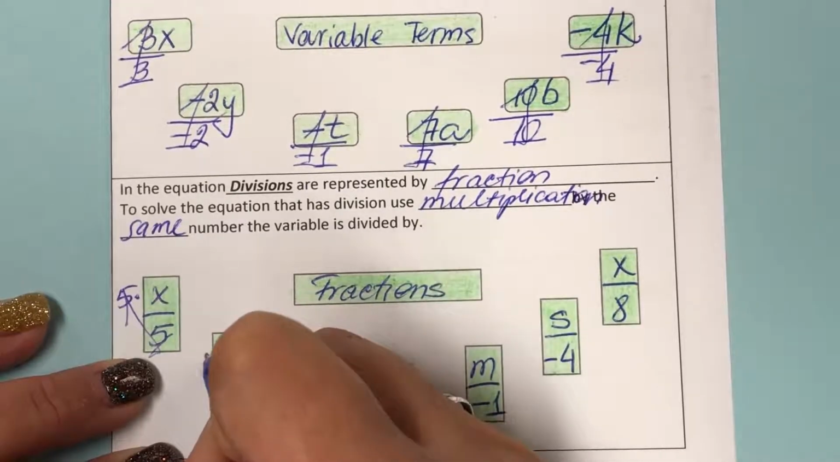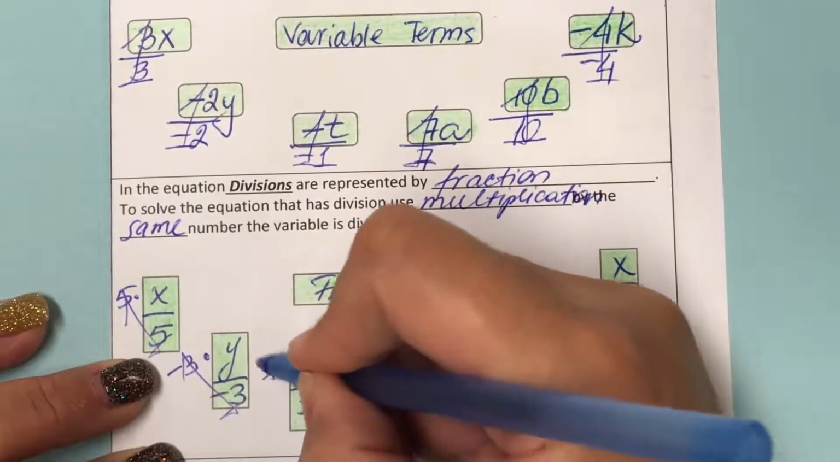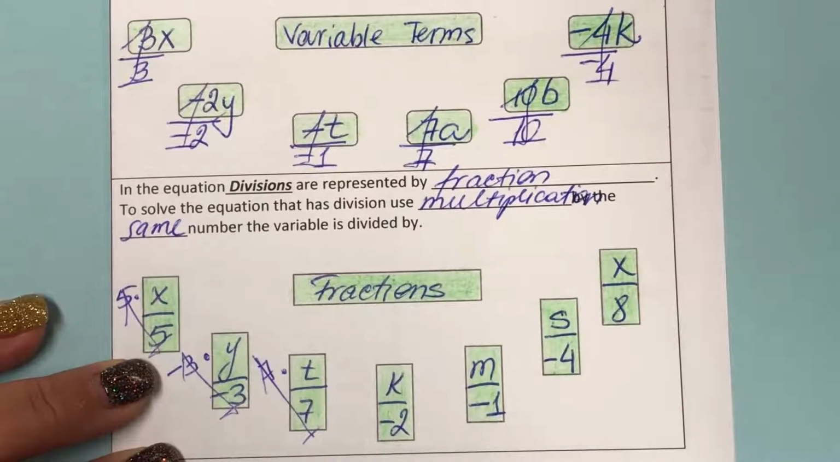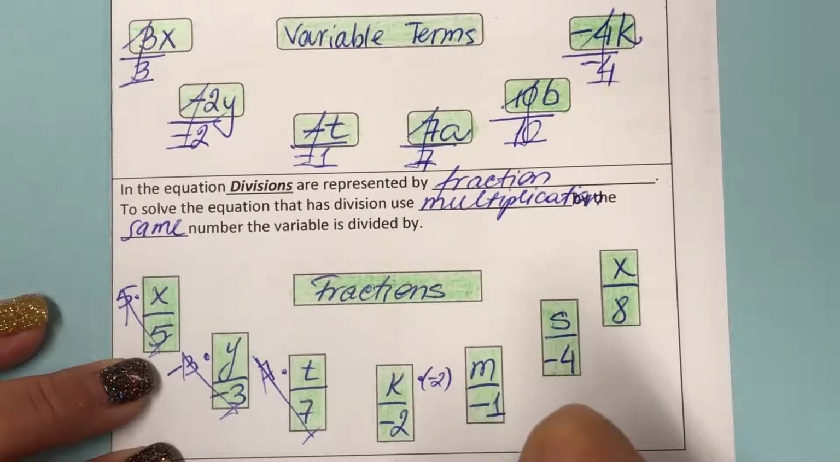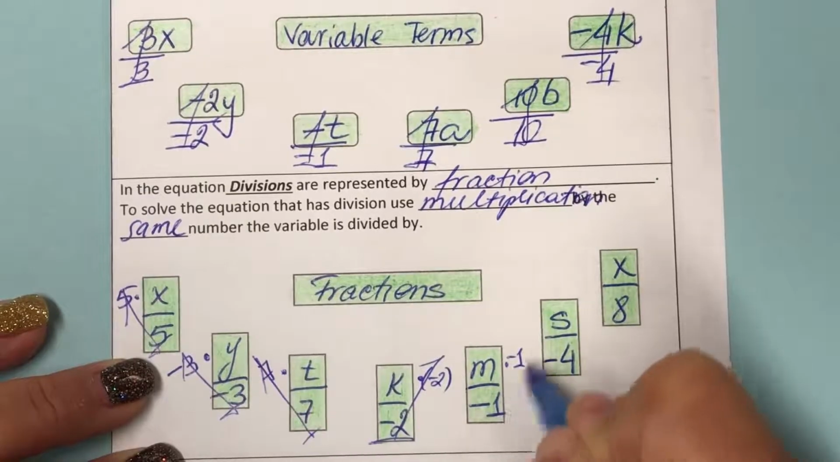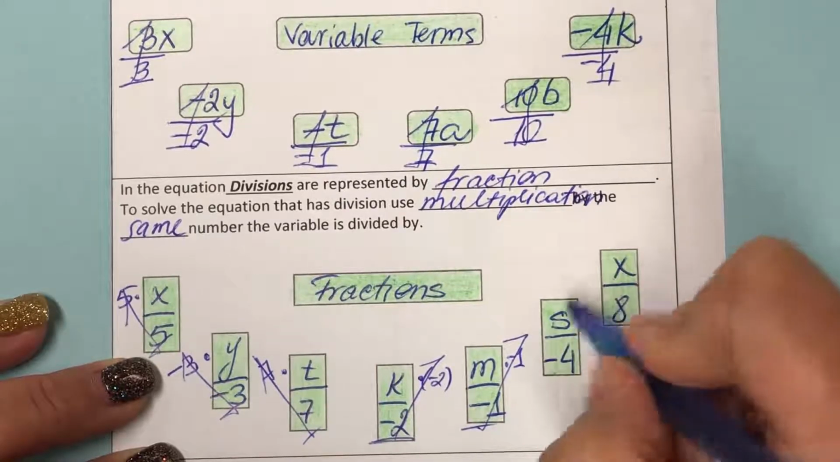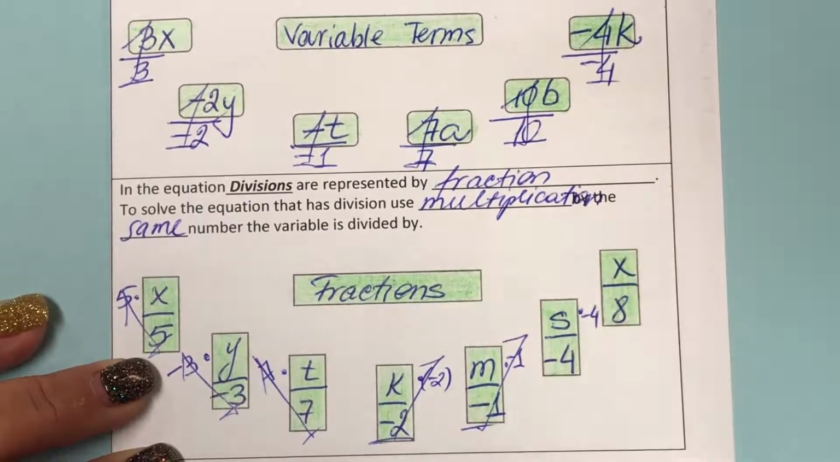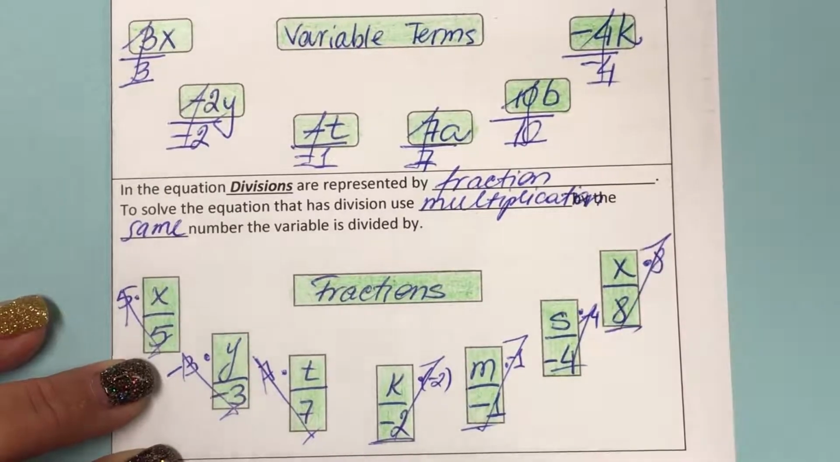If the variable is divided by -3, you need to multiply both sides of the equation by -3. Multiply by 7 in order to create that 1t. You can show the multiplication here in front of the variable or here behind. So -2 we multiply in order to cancel out to 1k, or m needs to be multiplied by -1, so both sides of the equation will be multiplied by the same number, where -1 will simplify -1, and that will be 1m. S divided by -4 means I need to multiply both sides of the equation by -4. Negative divided by negative will be a unit 1s. And x divided by 8 means both sides of the equation have to be multiplied by 8 to create that 1x.